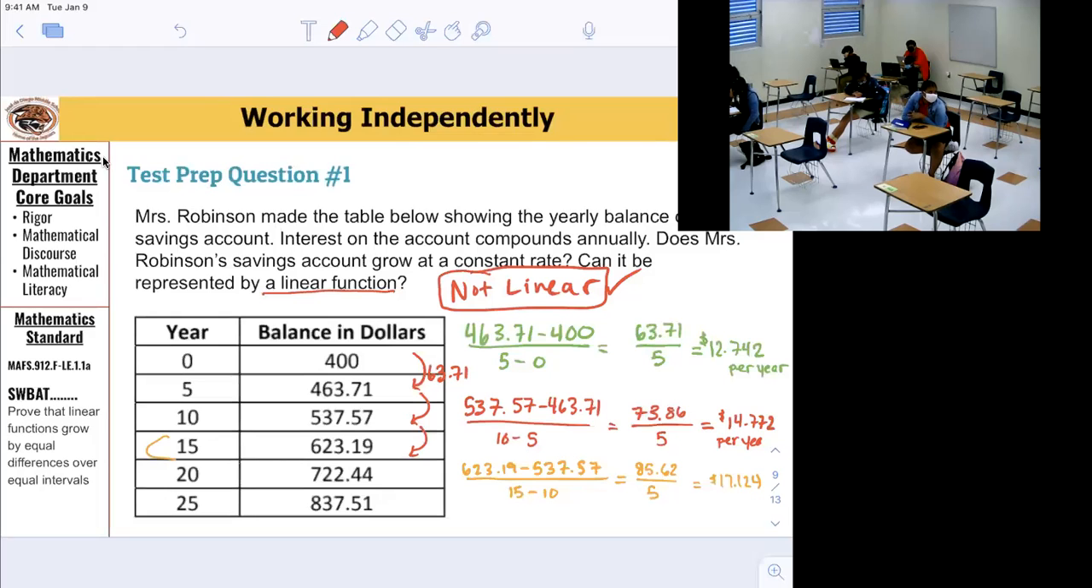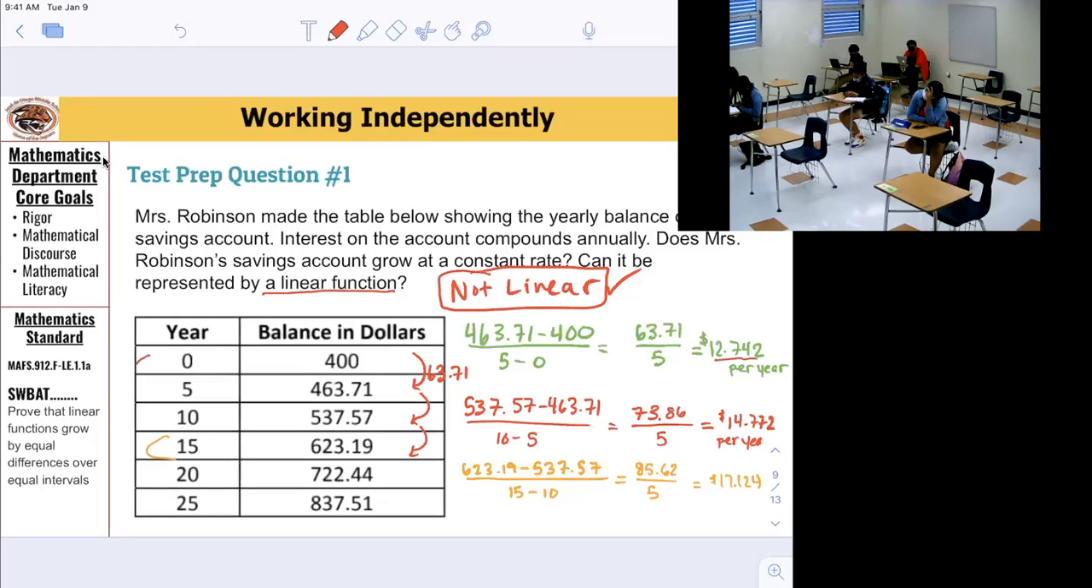No, because what's also important? The next one. Not just the next point, but remember, we got 12.742. How did we get 12.742? We had to divide that by 5, exactly.